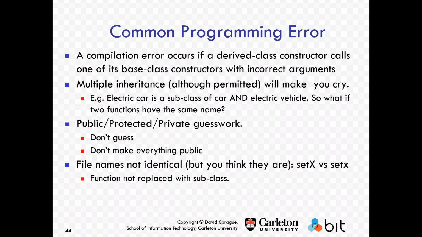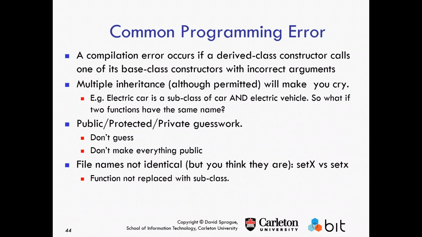If I have multiple inheritance, you will cry. So just letting you know. We have an electric car. If that's a subclass of car, it's also a subclass of electric vehicle. So we have vehicles in general. We have electric vehicles as a subclass. We have car as a different subclass of vehicle. What's an electric car? It's a subclass of electric vehicle and of car. So what if I have the same function name in both of those classes? What if I have a drive function in both of those classes?